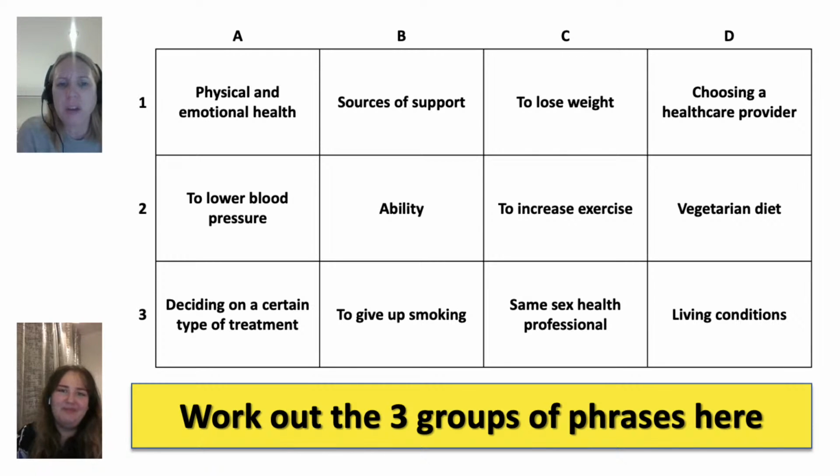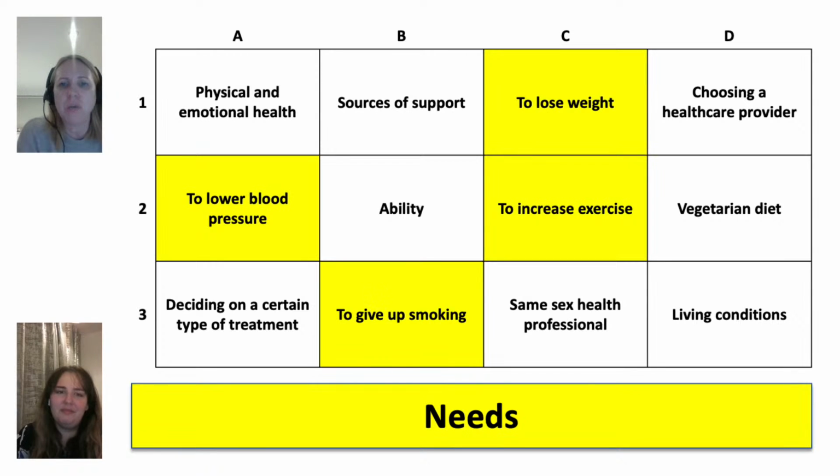Okay, so our categories are needs, wishes, and circumstances. The needs are to lower blood pressure, to give up smoking, to lose weight, and to increase exercise. Brilliant. So that's got us off the starting block. Yay, we've got a round of applause. So what are our wishes? What might be our wishes? I think we can go to Amelia there. She's given us some good ones, hasn't she?